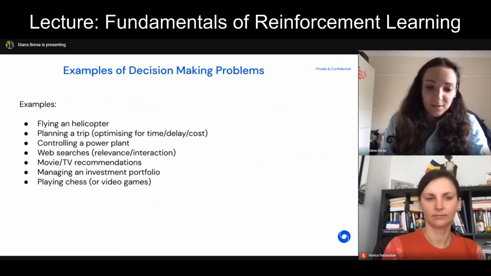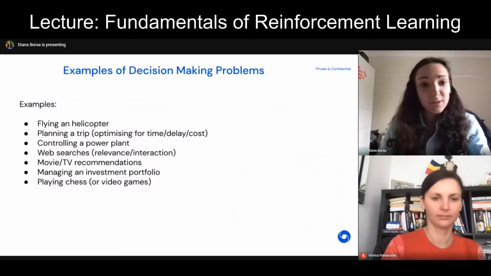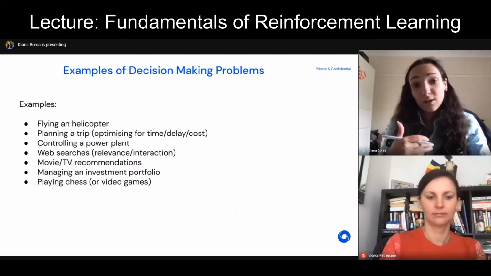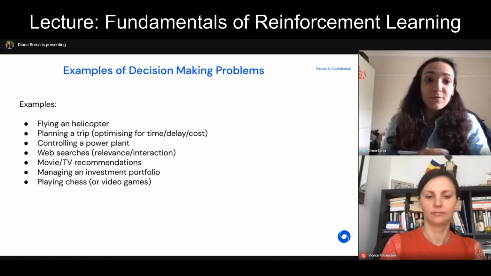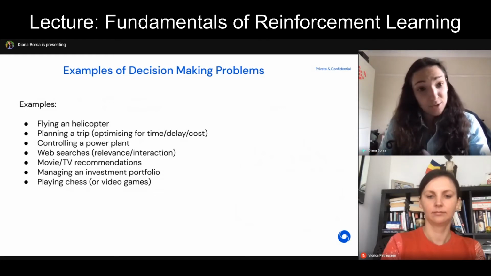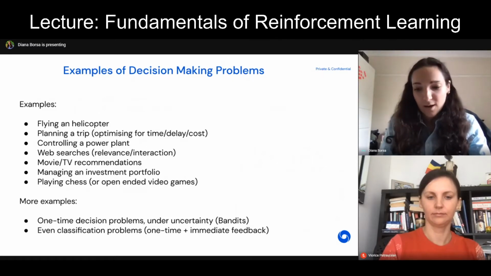Some examples of decision-making problems that we can model in this framework are flying a helicopter, planning a trip, maybe optimizing for time, optimizing for cost, optimizing for minimizing the delay, or controlling the efficiency of a power plant, controlling the relevance or the experience interaction for web searches, movie recommendations, TV recommendations, product recommendations, managing a portfolio, playing chess, playing video games, and so on and so forth. This is a very big class of problems that we can handle in this framework.